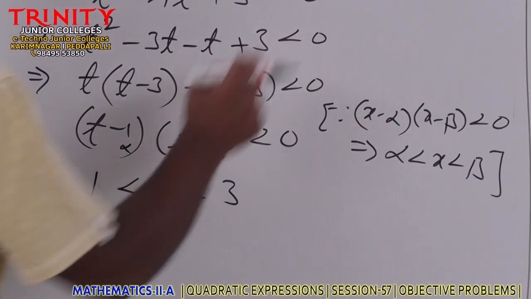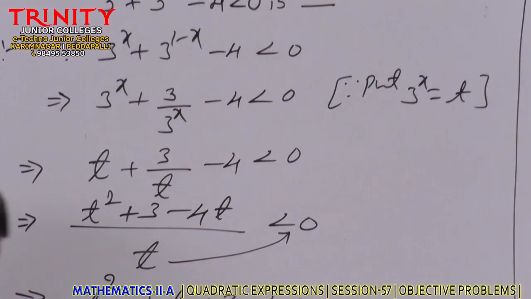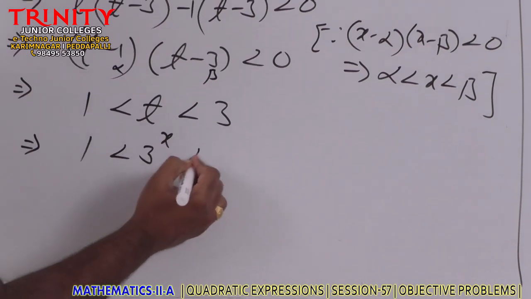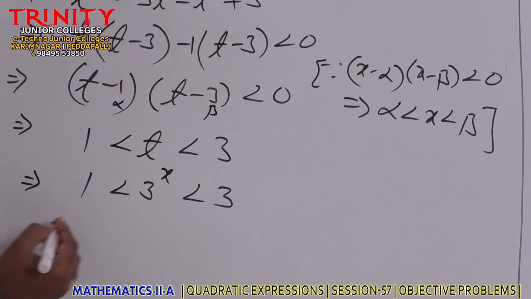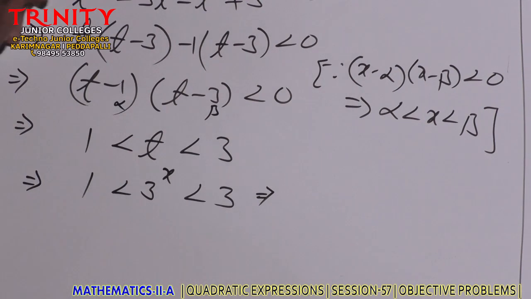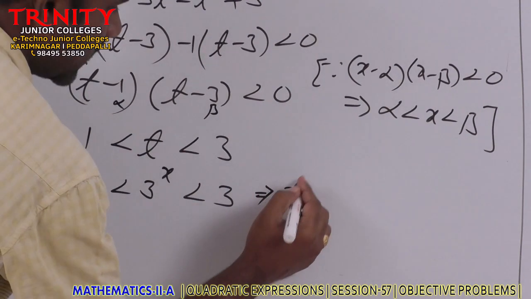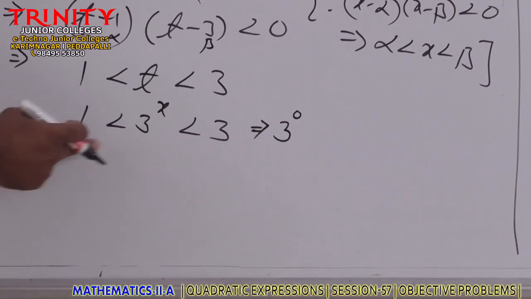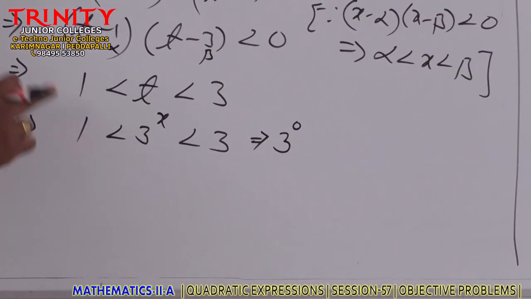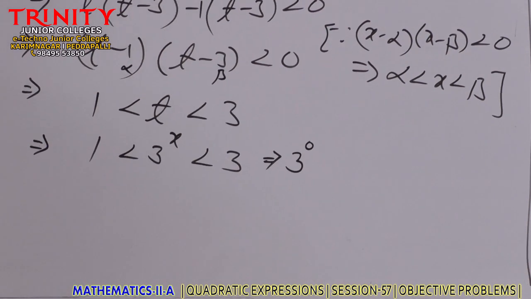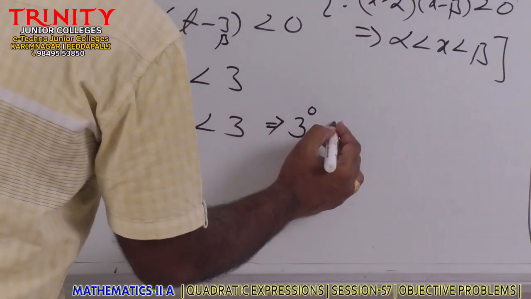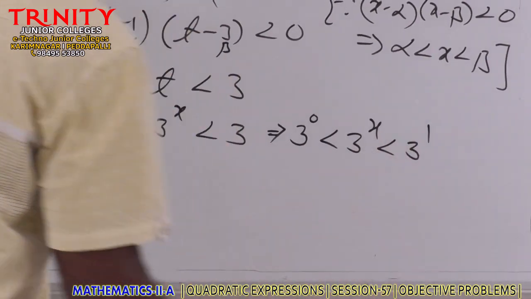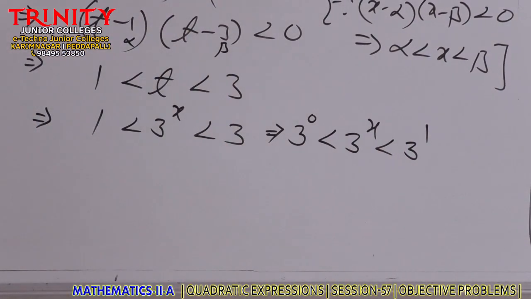What have we considered for t? T is nothing but 3 to the power of x. Therefore we have to replace: 1 is less than 3 power x is less than 3. Can I write this 1 as 3 power 0? Why? Because here x is the power of 3, 3 to the power of x. Therefore we have to express the remaining two also as 3 to the power of something. That's why we write 3 to the power of 0 less than 3 to the power of x less than 3 to the power of 1, without changing the original value.